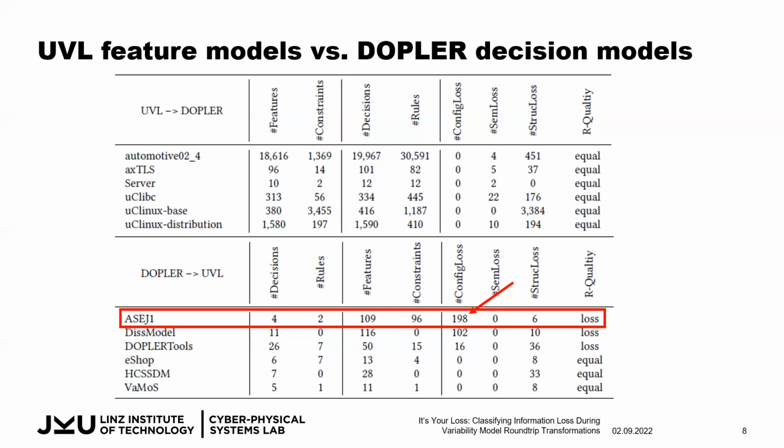In the mitigation, we created one feature for each integer value of this range, but in Doppler you can also create all double values, so you lose certain configuration space with this transformation. So the round-trip quality obviously is a loss, and we have correctly identified the loss of information.